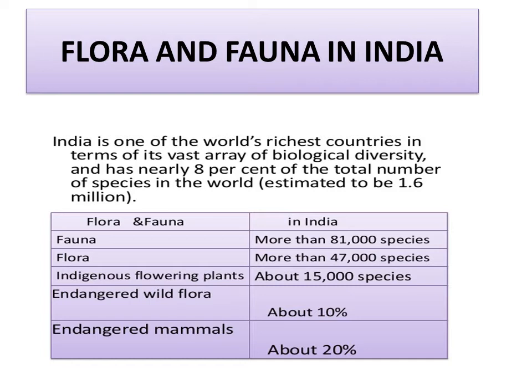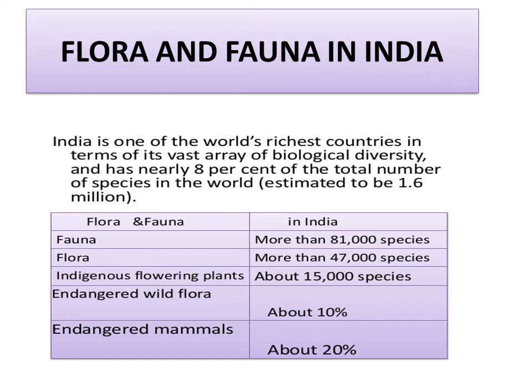Now we'll be studying about some facts of flora and fauna in India. India is one of the world's richest countries in terms of its vast array of biological diversity, and has nearly 8% of the total number of species in the world, that is estimated to be 1.6 million. That means जो हमारे इंडिया की species हैं, they are estimated to be 1.6 million in our country.